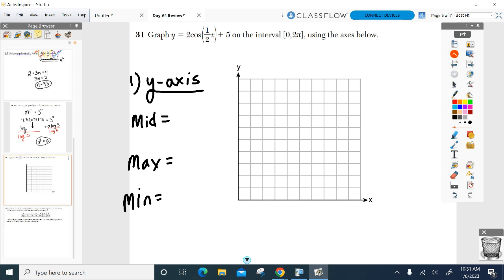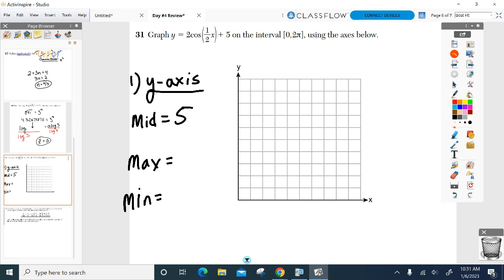Midline's the easiest. You get it right from the equation. Midline equals shift equals your C value. What's up there? 5. Now you got to do a little work for the min and the max.